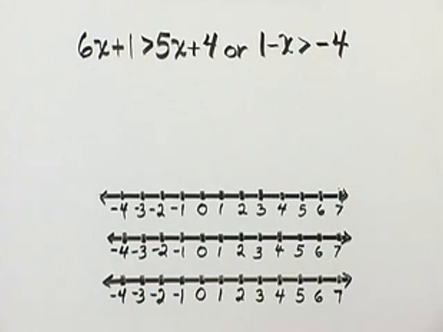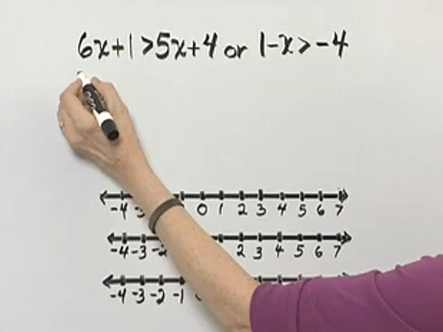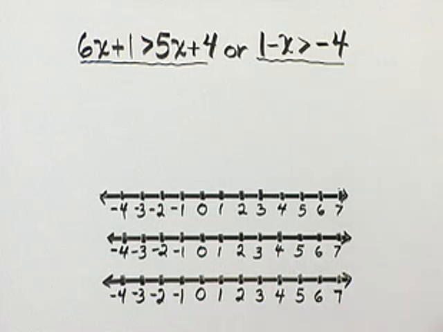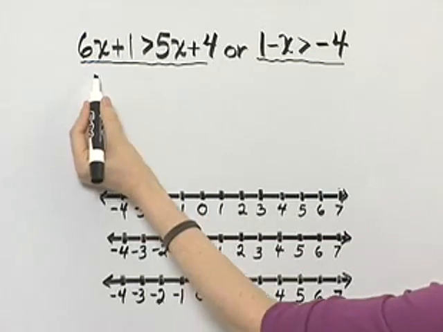Let's now solve this. Notice I have two inequalities connected with the word or, so I have a compound inequality. We will solve each inequality separately first. So how do I solve this inequality?